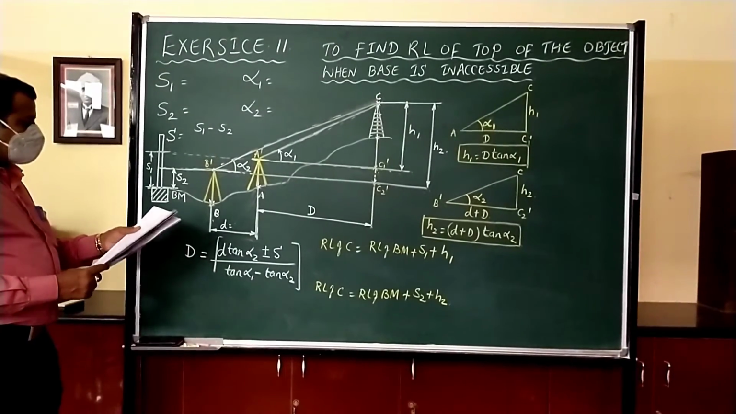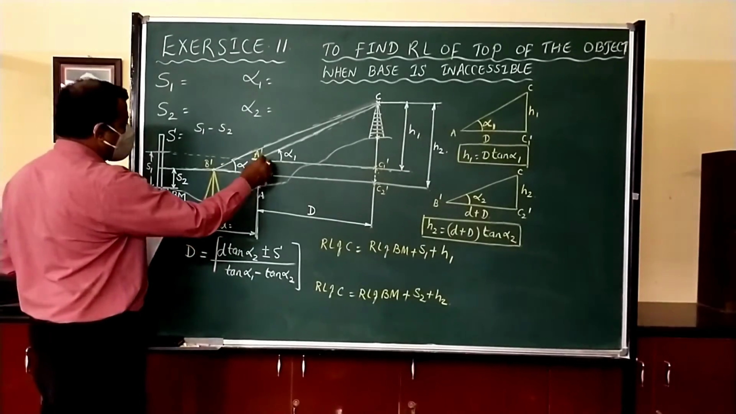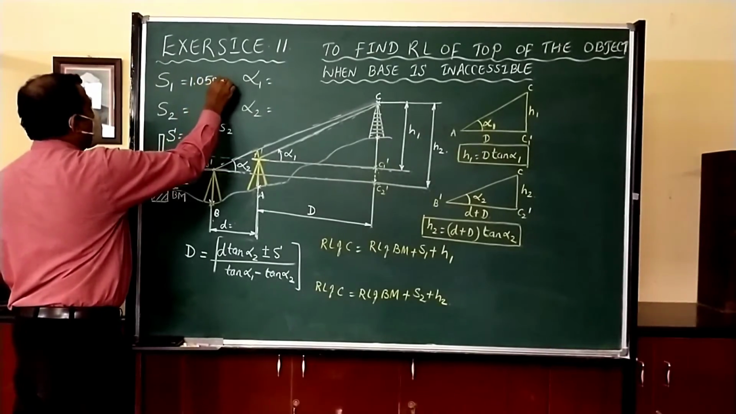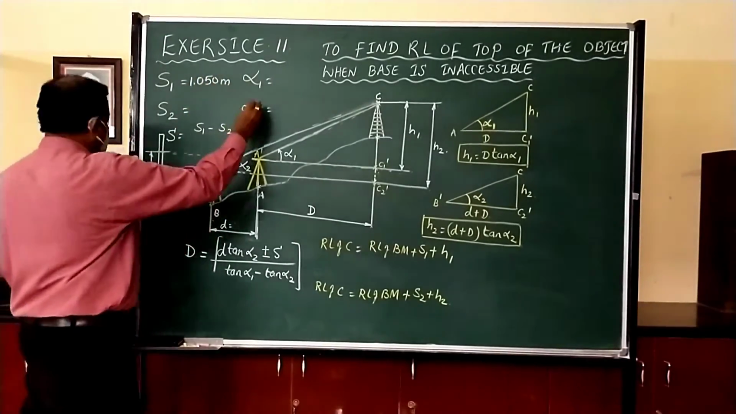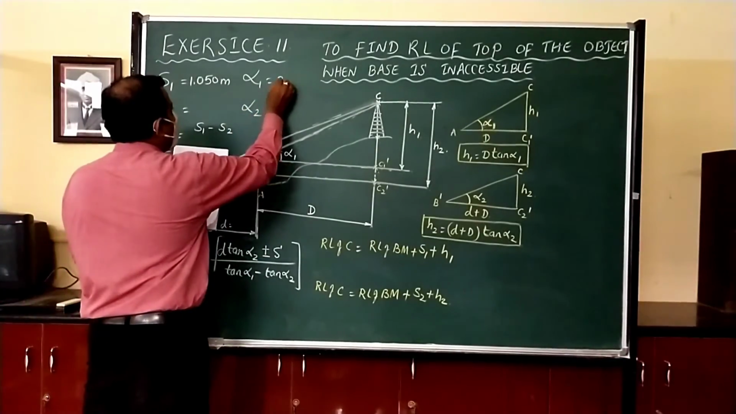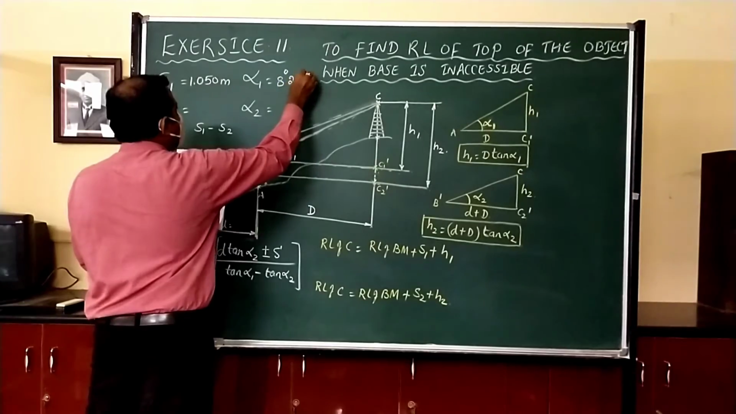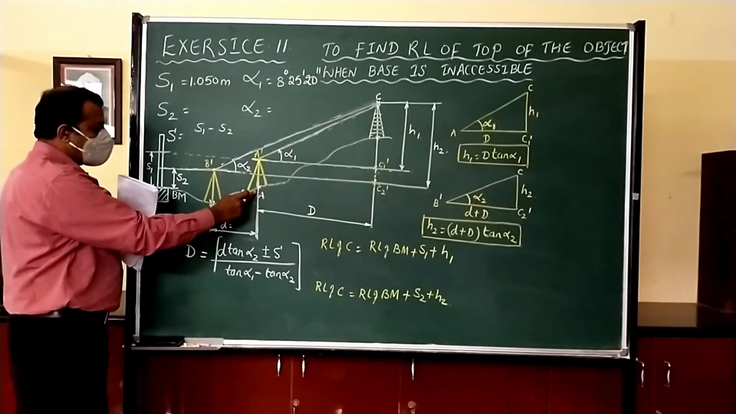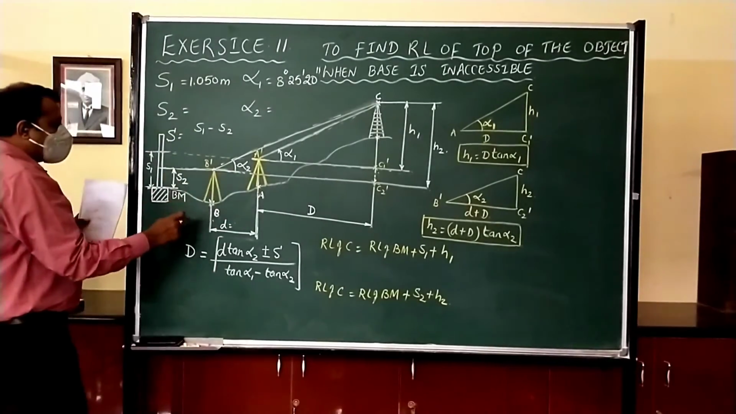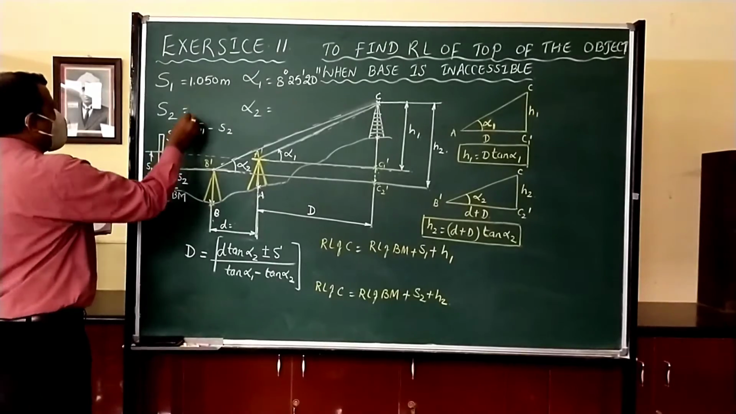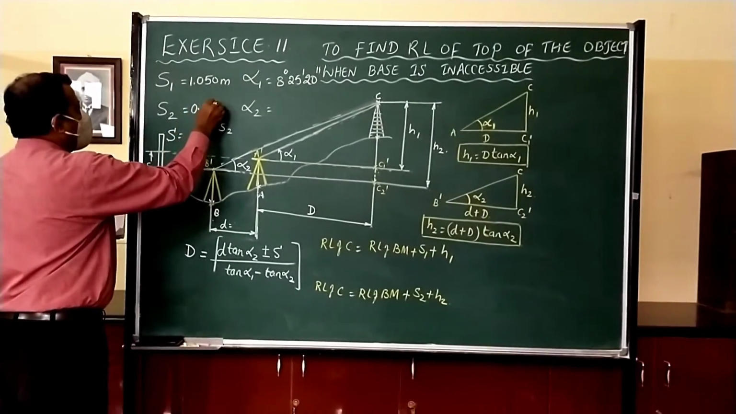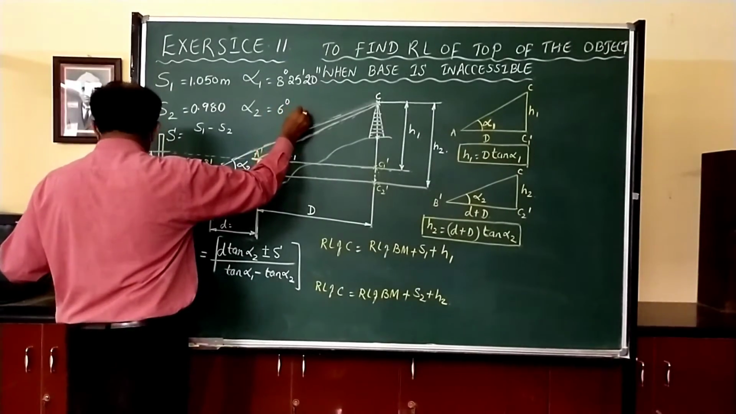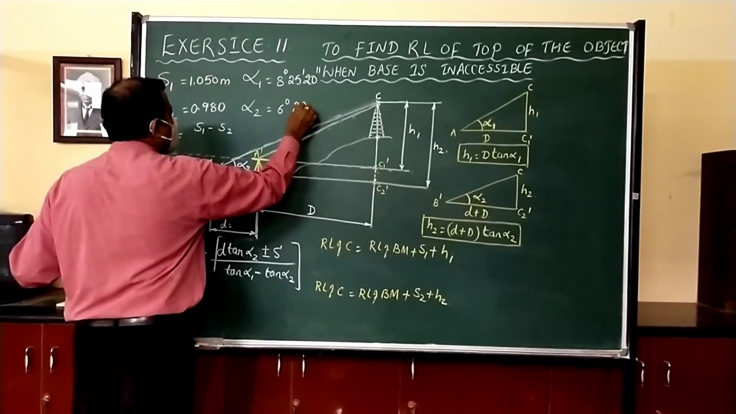Now at the field, the staff reading from the station A, S1 is 1.050 meter and the vertical angle alpha 1 is 8 degree 25 minutes 20 seconds. This is the observations done from station A. And observations done from station B, that is S2 is equal to 0.980 and alpha 2 is equal to 6 degree 22 minutes 40 seconds.